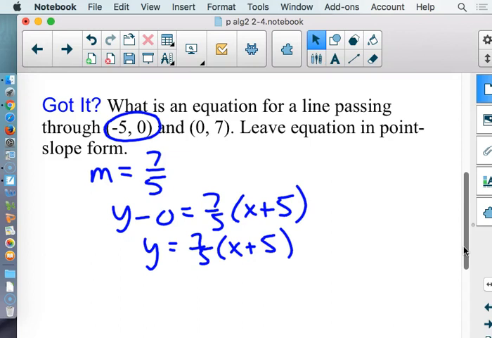So if today, if this were it, and we were just supposed to write equations in point slope form, give me your 4, 3, 2, 1, 0. How will we feel about doing this?